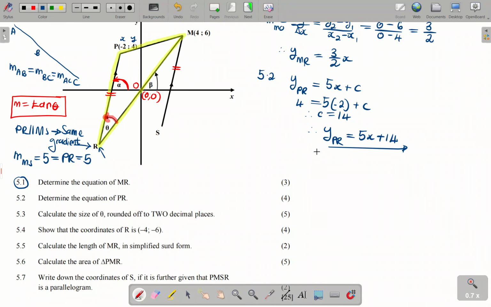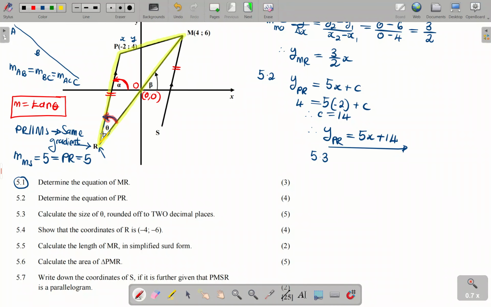So we're just going to solve 5.3. Now in 5.3, they say that we have to calculate the size of theta there. So where's theta? This is theta there, the one in red, this angle. Yeah, you can see this angle, guys.